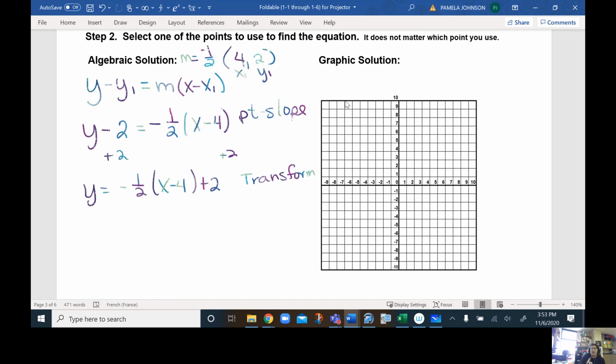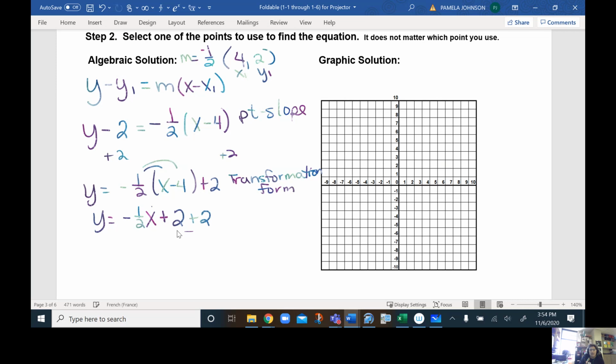Okay, remember that transformation form is the one that you can put into the calculator. That's the version of the point slope that you can type into the y equals in the calculator. All right. And then we're going to distribute our -1/2. So y equals -1/2 x. -1/2 times a -4 will give us a positive, negative times negative. And 4 times 1/2 is 2, and then plus 2.